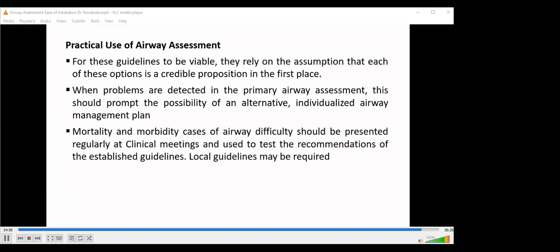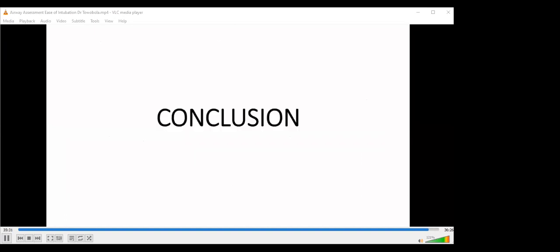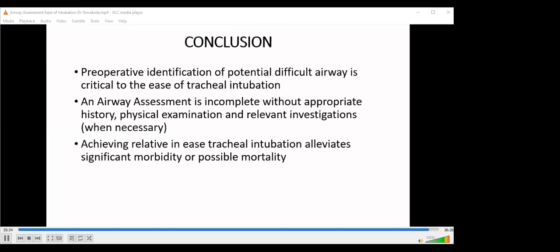So mortality and morbidity cases for airway difficulties should be presented regularly at clinical meetings and used to test the recommendations of established guidelines. And local guidelines may be required to fit into our environment, especially where the resources are not available to procure advanced high technology airway equipment.